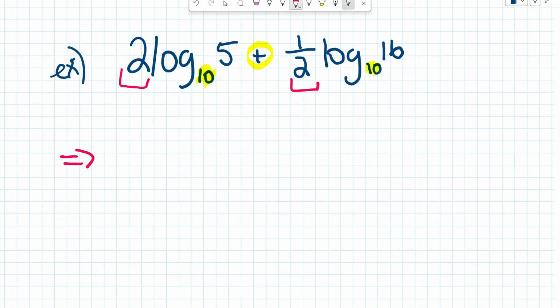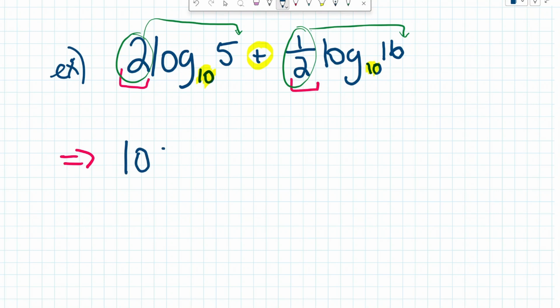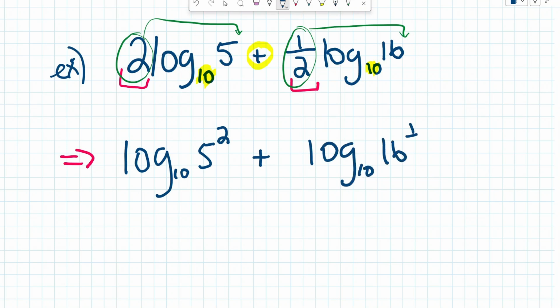We can apply the other log rule that says you can take your coefficient and put it up into the exponent. So let's start with that. Now we have log 5 to the power of 2 plus log 16 to the power of 1 over 2. Now we're ready to use the addition rule.